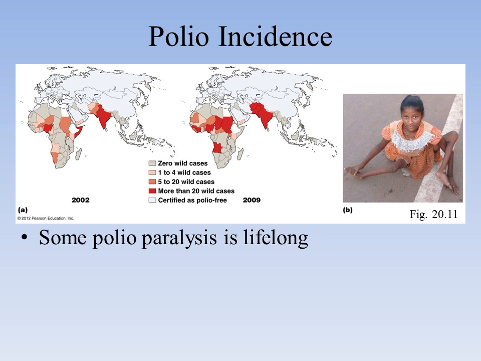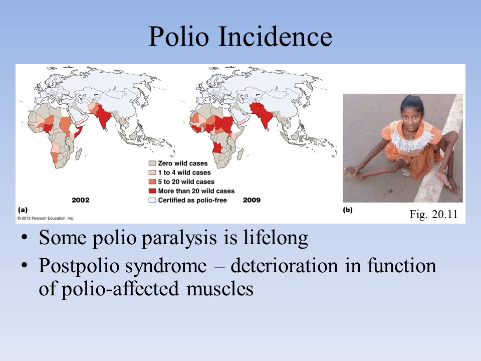polio. Now, some of the paralysis that comes from polio is considered lifelong. Not all of it is, but some of it is. So this is why it's a big problem. And a lot of times, even if you don't have paralysis forever after being infected with polio, you will get what's known as post-polio syndrome, where you'll have a deterioration in function of muscles that were affected by polio. So when the virus got into cells and started replicating and infecting and basically killing cells of the muscle and nervous system, you actually will have a deterioration in function where those muscles won't work as well as they did before you got polio.